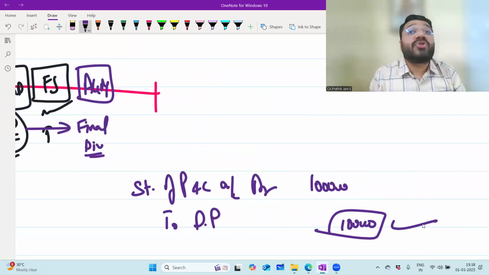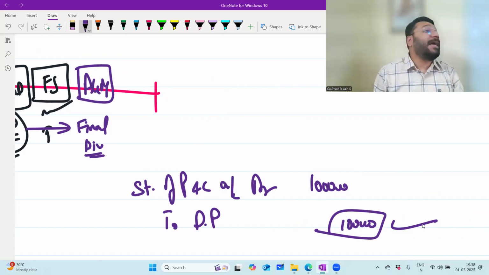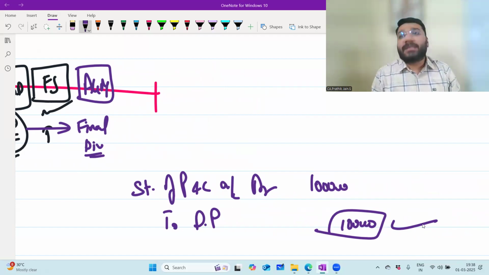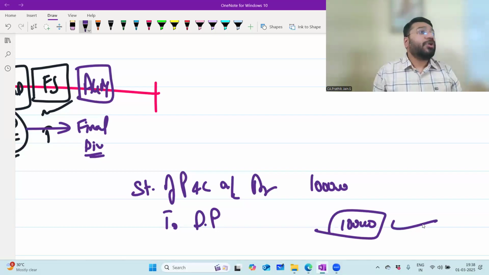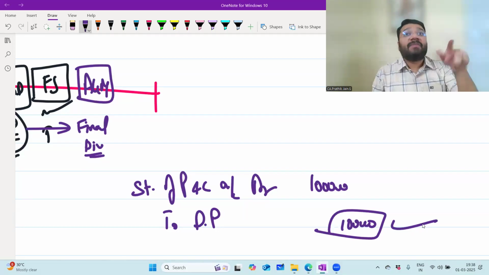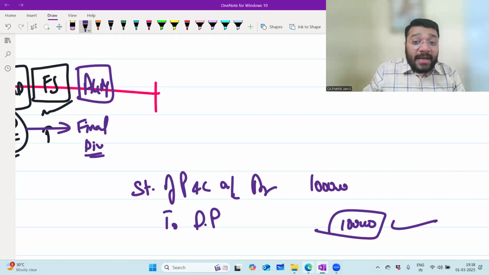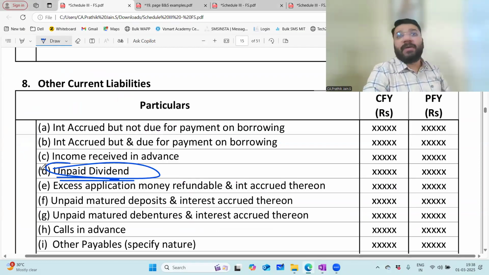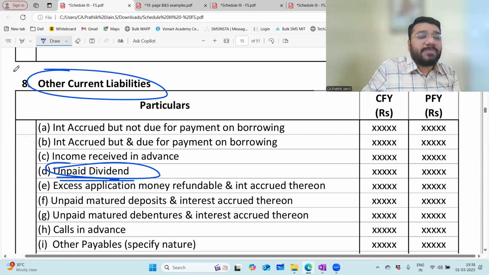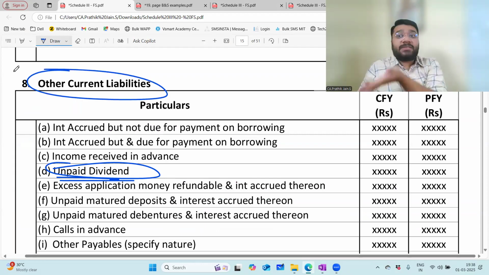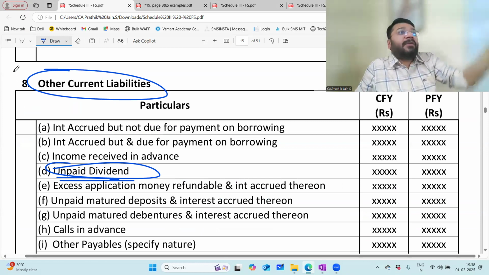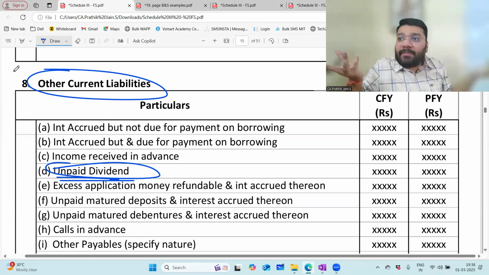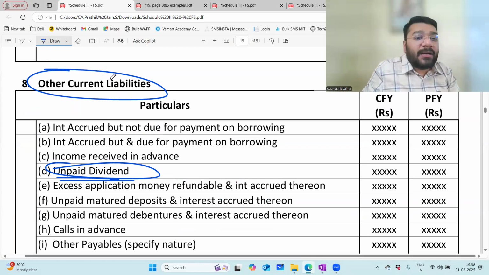So within 30 days, I gave the check to all the shareholders. What are the shareholders supposed to do? They're supposed to go and encash the check. They have not encashed the check. Is it my fault? No. So any check which I have sent, which the people have not encashed, is called unpaid dividend. Whenever they encash it, I'll give it. So it is a part of your other current liabilities because I'm yet to make the payment. If they put the check for clearance only, then my banker will make the payment. Otherwise, why will my banker make the payment? So this is my unpaid dividend.